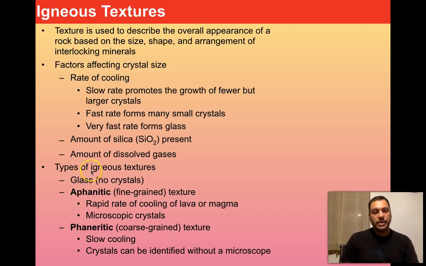Glass. So we get an igneous texture of glass, which is no crystals. But the next one, you notice I've got it in bold here. This is the aphanitic texture, which is fine grained, very fine grained. As a matter of fact, it's so fine grained you can't see it.